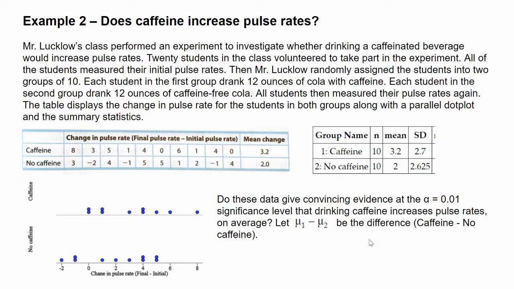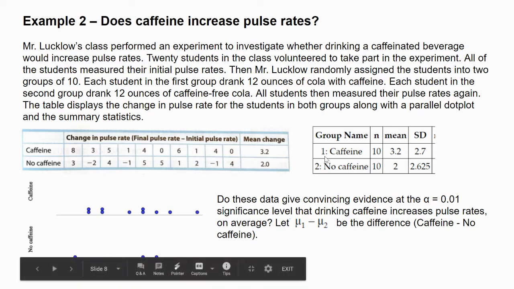So the question is, do these data give convincing evidence at the alpha equals 0.01 significance level that drinking caffeine increases pulse rates on average? Let mu1 minus mu2 be the difference, caffeine versus no caffeine. So again, these numbers represent the change in pulse rate. There's the mean change. So now we're trying to figure out if there is a significant difference here.